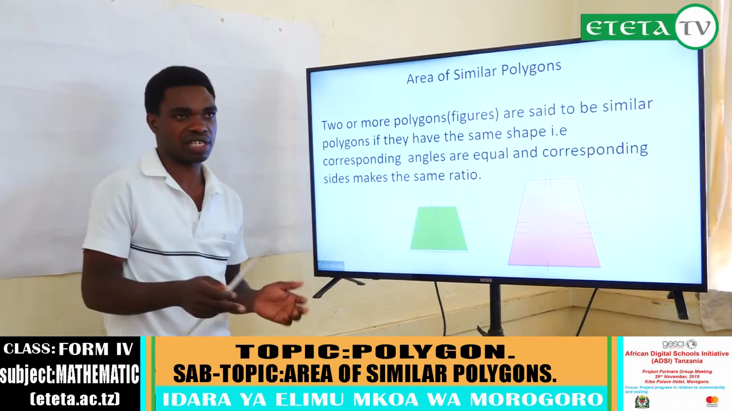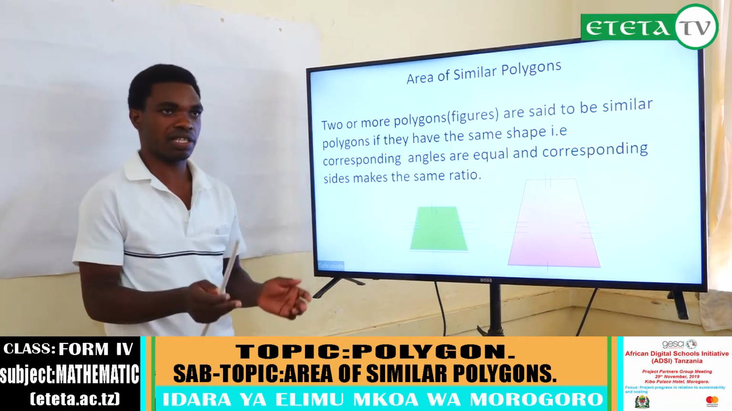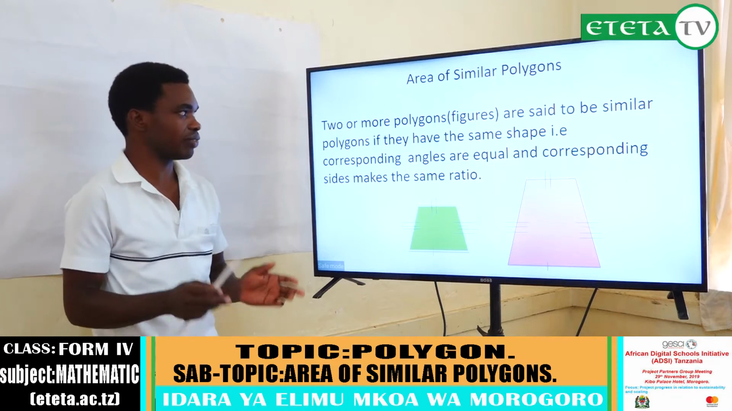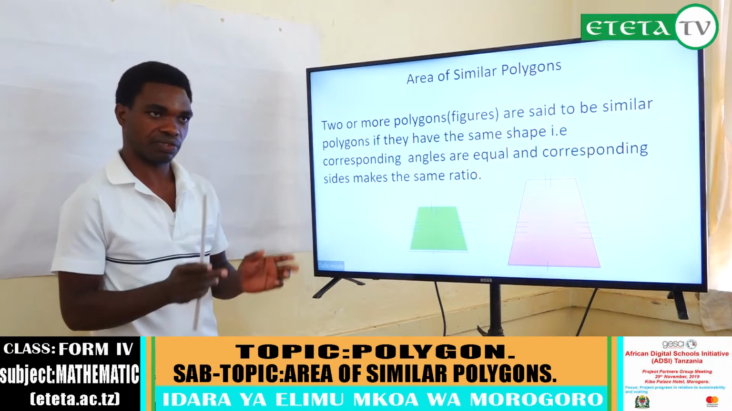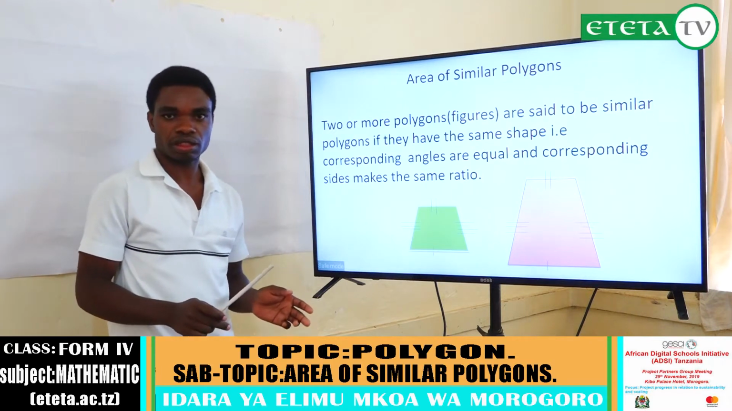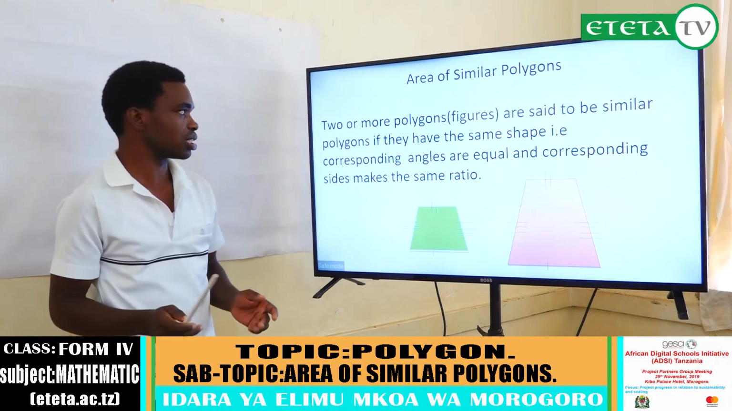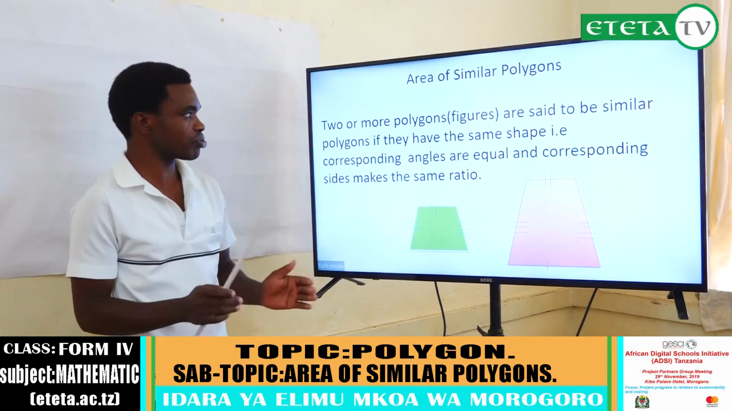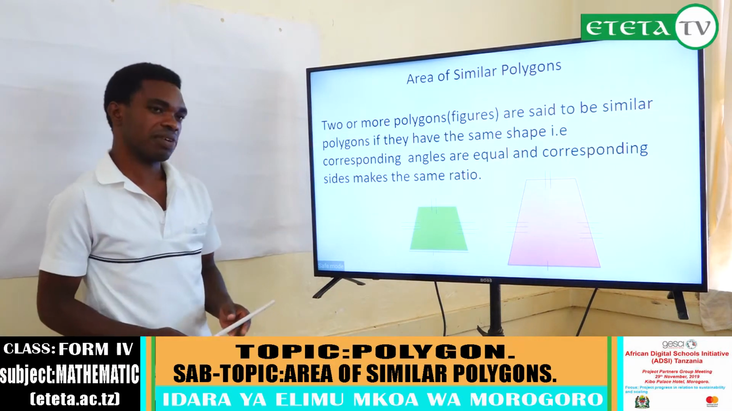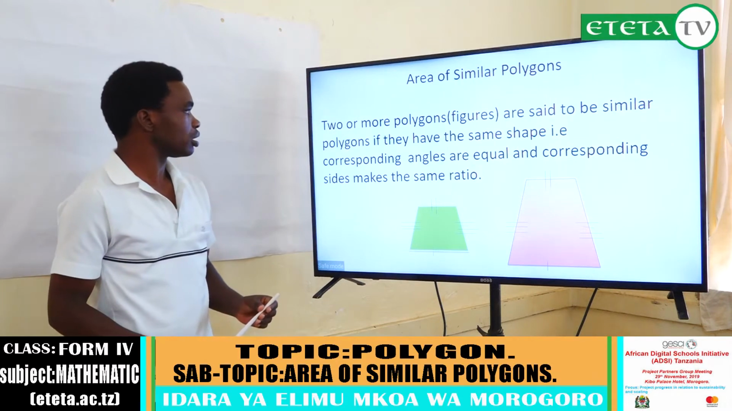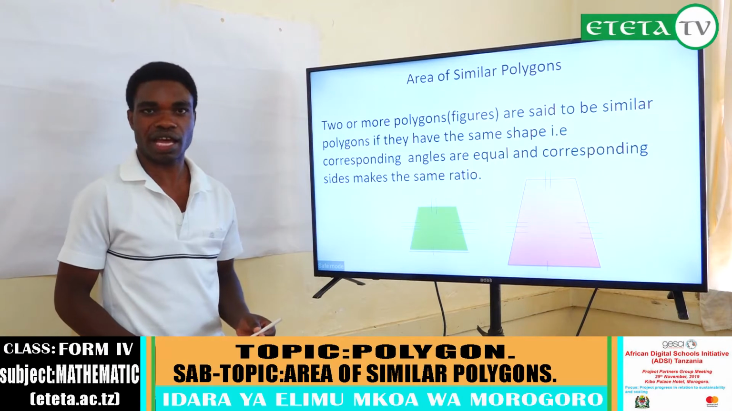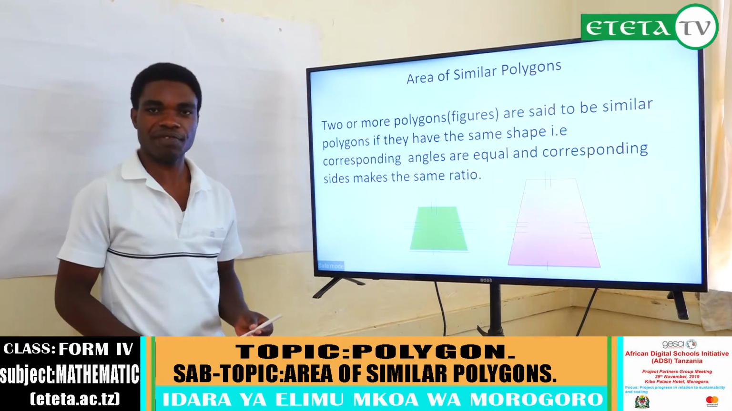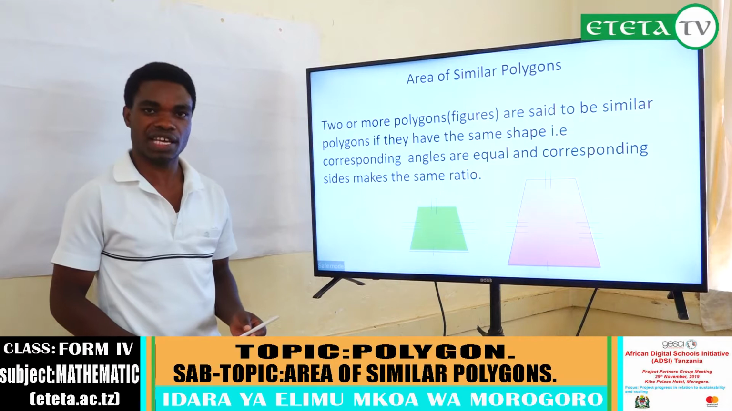Actually, similar polygons and similar figures are the same. What differs is that for polygons, the figure must be a polygon, but for a figure, it can be any figure. So now we are discussing particularly the polygons. Two or more polygons are said to be similar if and only if they have the same shape.